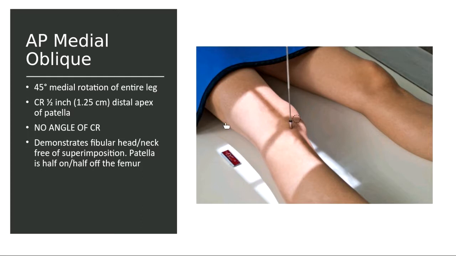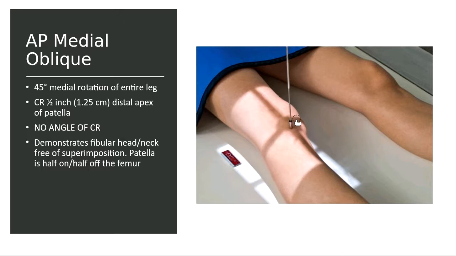So this is a 45-degree medial oblique. So you rotate the leg 45 degrees medial. Central ray is 1/2 inch distal to the apex of the patella. But notice, with the leg rotated, you're not directly below it. You're still splitting the part in half. So this line is running down the middle of the leg once it's turned.